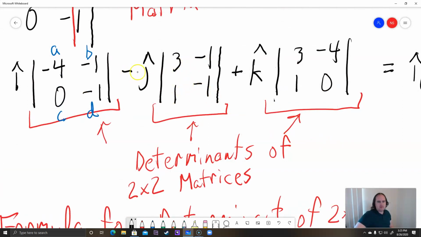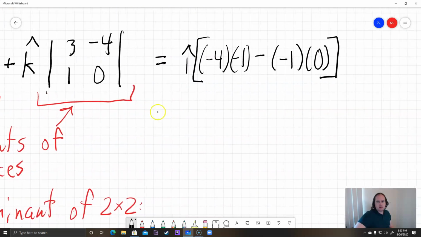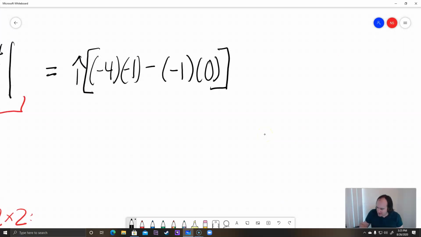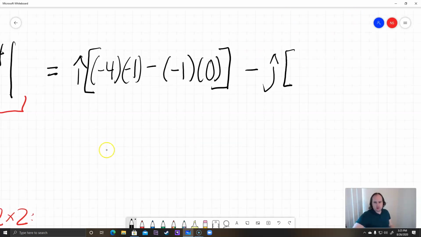So this one we have minus j hat. Okay, so we have minus j hat. And then we want to use the determinant formula again. I'm using brackets because when you're doing the determinant, it has more than one term, so I need to have a grouping symbol.